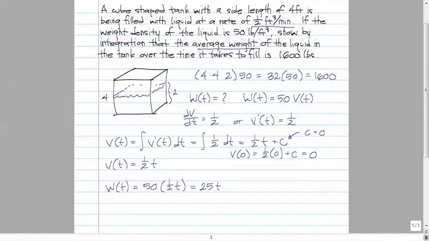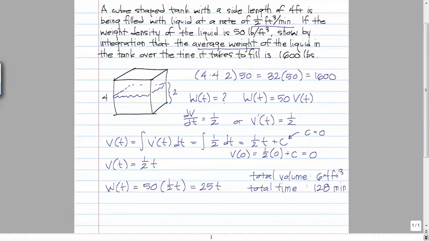And then we look back at the problem and see that the total volume of the cube is 4 cubed, which is 64 feet cubed, and the total time that it takes to fill at a rate of 1/2 cubic feet per minute will be 128 minutes.